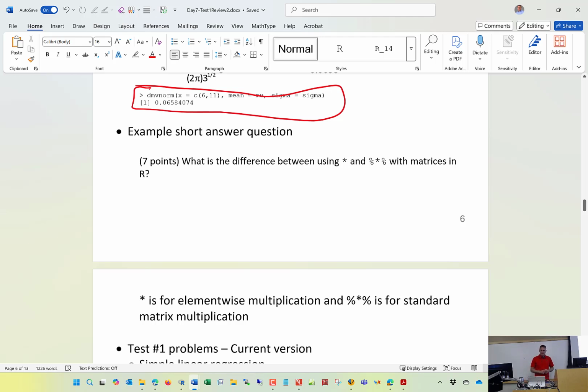So, an example short question: what is the difference between using the asterisk and the percent-asterisk-percent with matrices in R? One sentence: one is for element-wise multiplication, the other is for standard matrix multiplication. That's it. That's an example short answer question. Maybe I didn't explain this very well. The last problem on my test is where you have a number of parts where the questions are not interconnected. Typically, these are short answer questions where we might have to write one or two sentences.